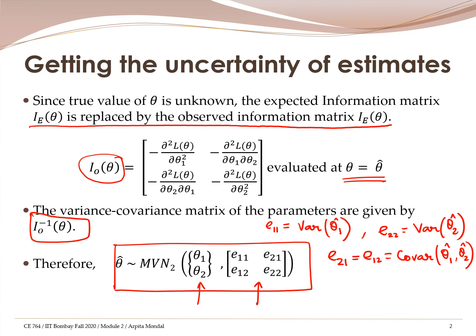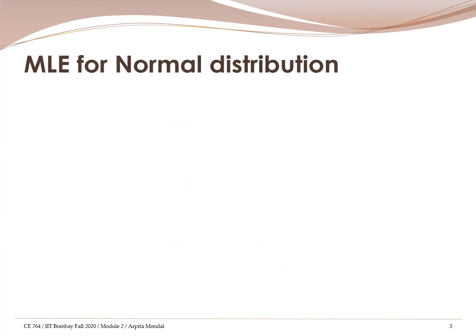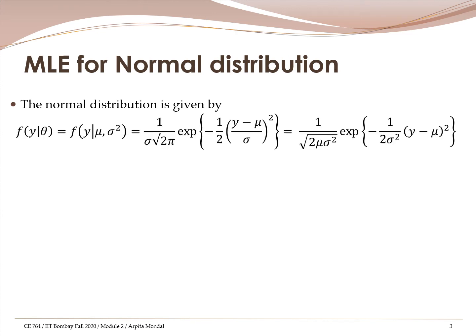Right. So using this variance covariance matrix, we can now derive the standard errors of estimate of theta hat, and we can also calculate the confidence intervals. So let us consider an example and let us look at the normal distribution. The normal distribution is given by this expression.